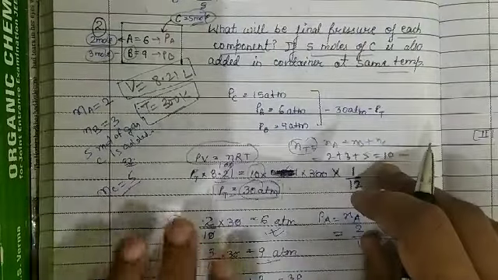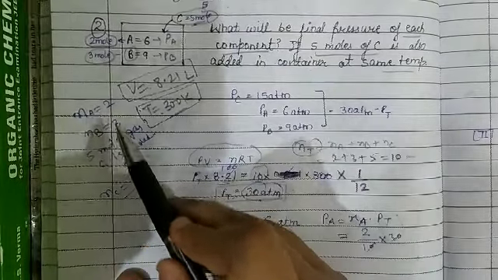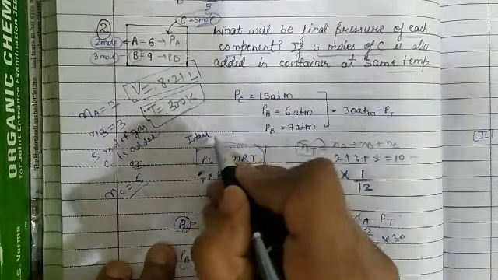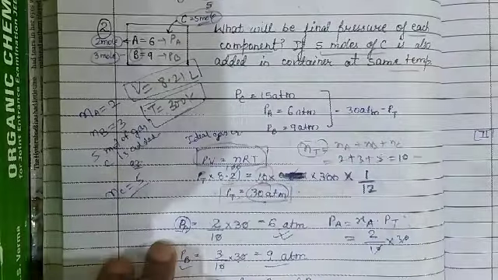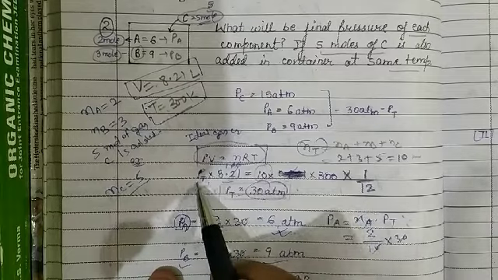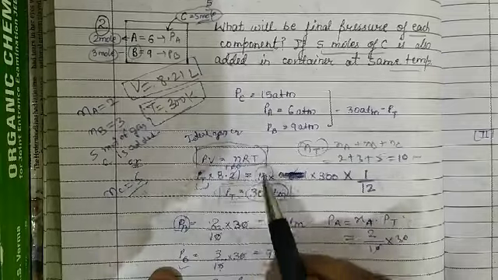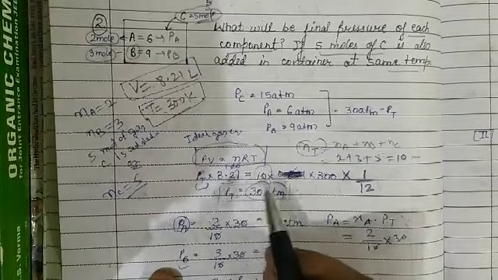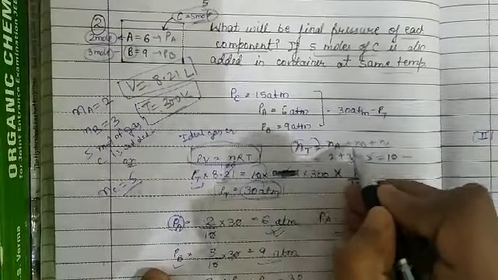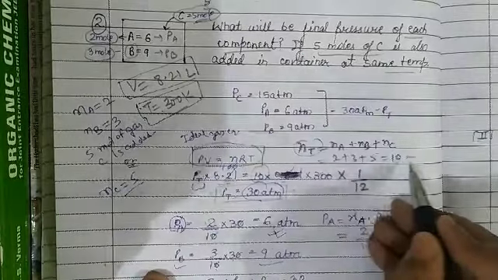So 3 data are given. Volume is given, temperature is given, and number of moles of A, B and C are given. So we have applied the ideal gas equation, PV equal to nRT. When applying PV equal to nRT, first we calculated total pressure. So P into V is 8.21, and n is given how much? Total number of moles will be number of moles of A in container plus number of moles of B in container plus number of moles of C in container, which is 2 plus 3 plus 5 equal to 10 moles.